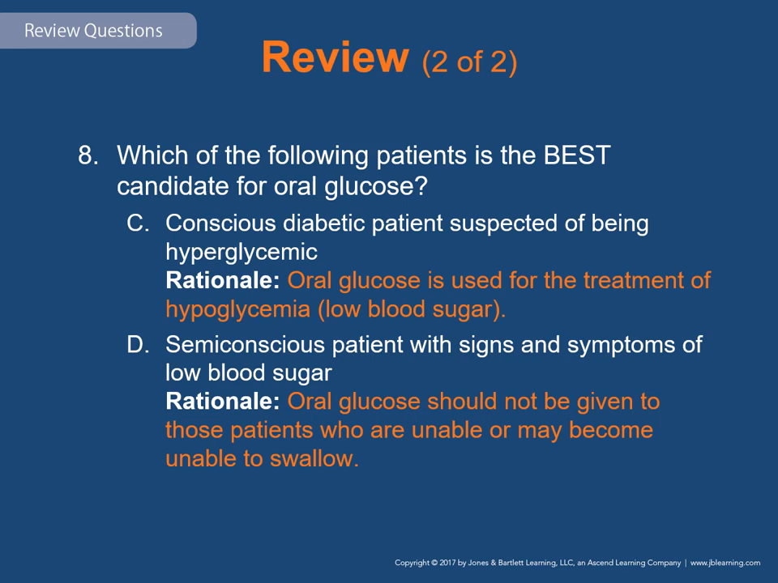D, semi-conscious patient with signs and symptoms of low blood sugar. Again, if they're semi-conscious, they may become unconscious. And if they're semi-conscious, even, they may not be really aware of what's going on. So they could aspirate it into their lungs.